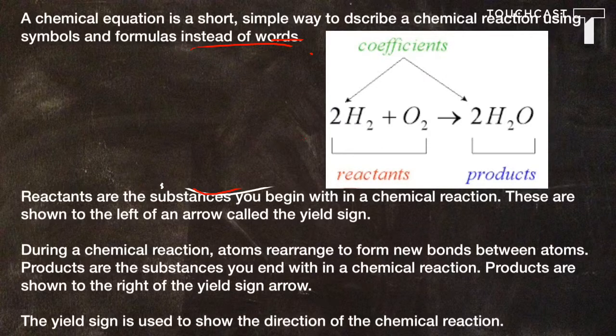Reactants are the substances you begin with in a chemical reaction, which you see here I've circled in orange. These are shown to the left of the arrow called the yield sign.